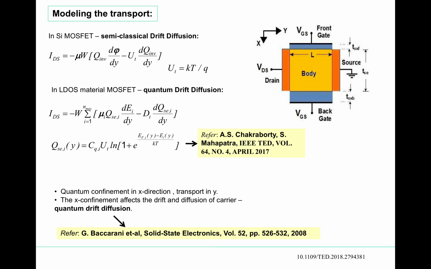What happens in quantum drift diffusion? The quantum confinement is in our case in the x direction, and transport is in y. So quantum drift diffusion combines both of these, and it carries the essence of quantum confinement in transport. The x confinement affects the drift and diffusion of carriers. So this is called quantum drift diffusion. It can be read in detail in the paper mentioned below.